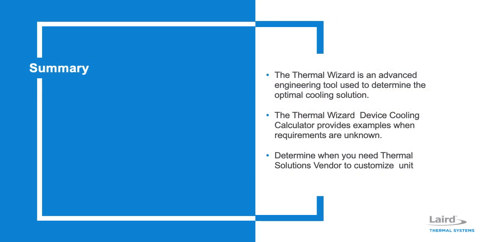In summary, the Thermal Wizard is an advanced thermal management tool that helps determine the optimum cooling solution based on your application requirements. When you don't know your cooling requirement, the Thermal Wizard's QC calculators provide pre-programmed examples for different applications. See Thermal Wizard Training Module 2 for enclosure cooling, Training Module Number 3 for air cooling, Training Module Number 4 for liquid cooling. The Thermal Wizard not only provides standard solutions, it will also determine when you may need to engage a thermal solution expert to customize a thermal solution.